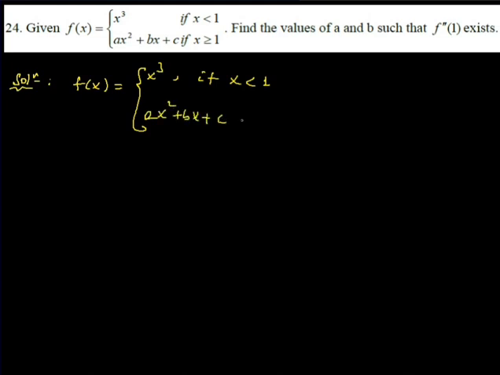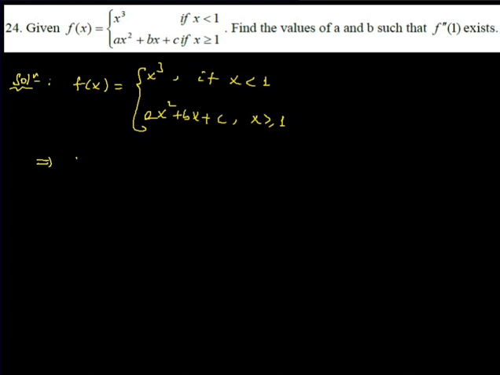Similarly, we go to the 24. For question number 24, we have the function f of x. The function f of x is given, which is x cube if x is less than 1, or quadratic ax squared plus bx plus c for x greater than or equals to 1. So this is our function.